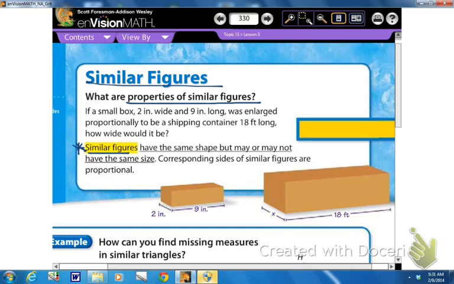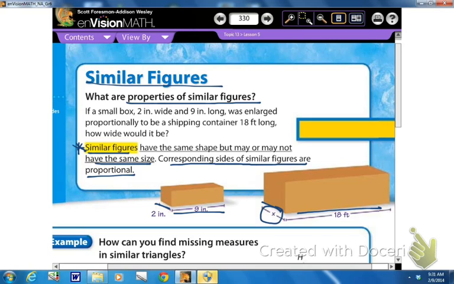Similar figures have the same shape but may or may not have the same size. A lot of times when we're talking about similar figures, they don't have the same size, but they're the same shape. More importantly, corresponding sides of similar figures are proportional. What this means is, if I look at the ratio of width to length on this box, it's going to be equal or proportional to the width to length of this box. And we can use that to solve and find this length that's missing.